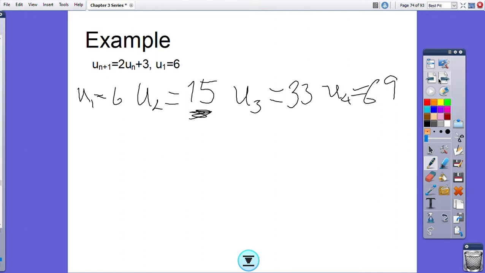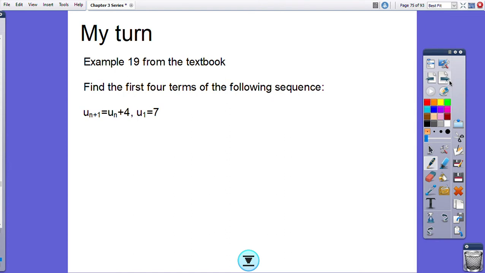Let's have a look at another where we can see how it works again. And this is from example 9 from the textbook. We've taken that and I will show you how it works here.